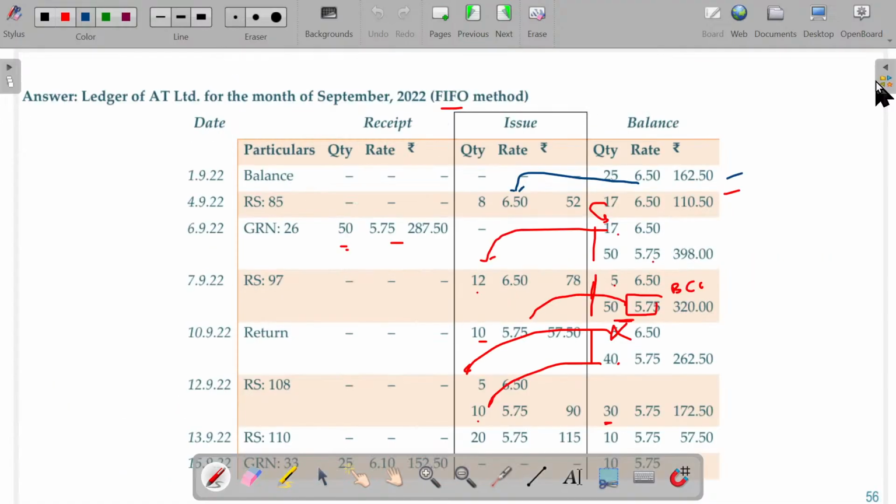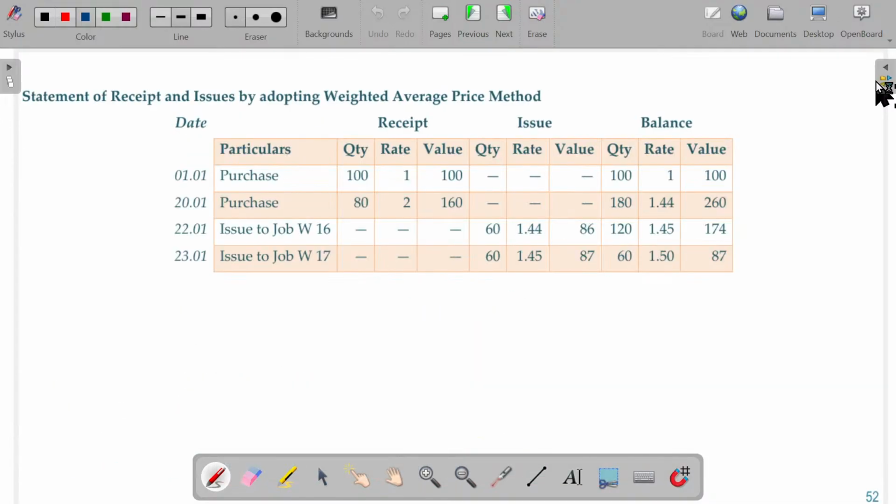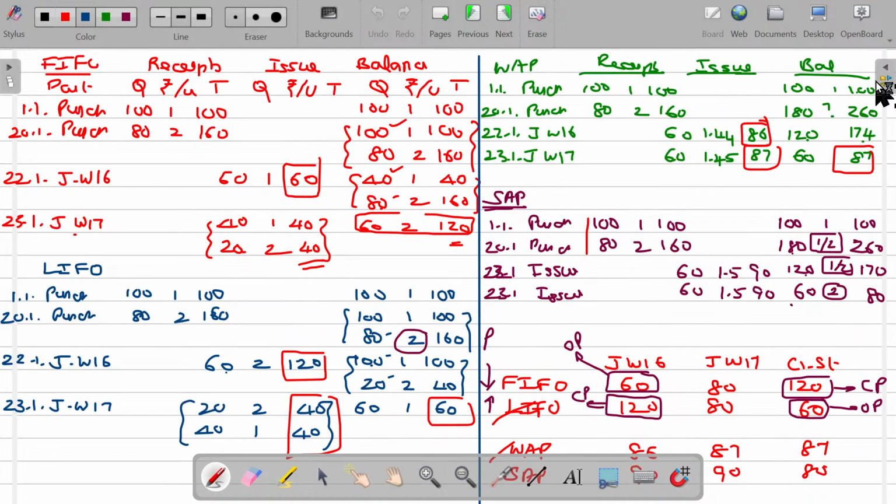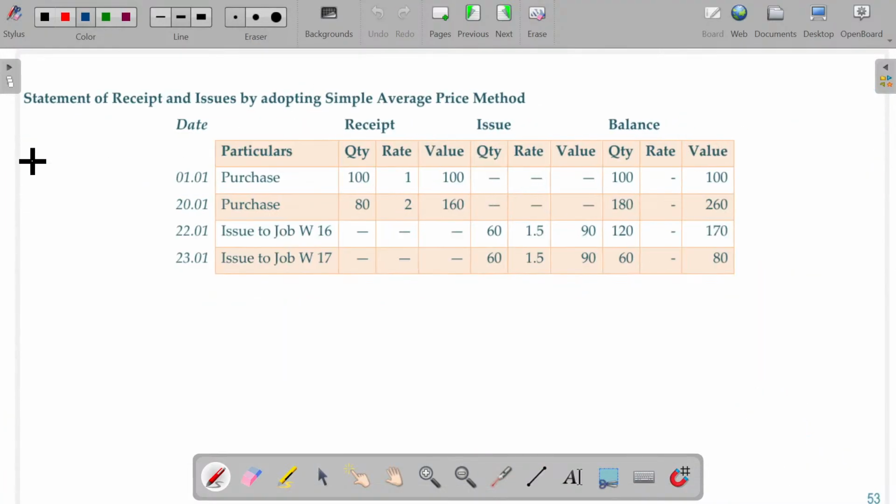In the last class, we completed the pricing of material issues, and I asked you to try some additional illustrations by giving a small idea about this. If you receive and issue, those things are placed here in chronological order: first, 20th, 22nd. Is that okay?